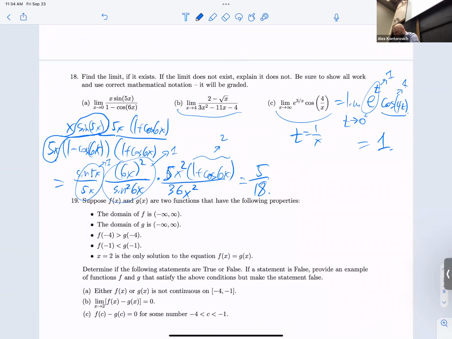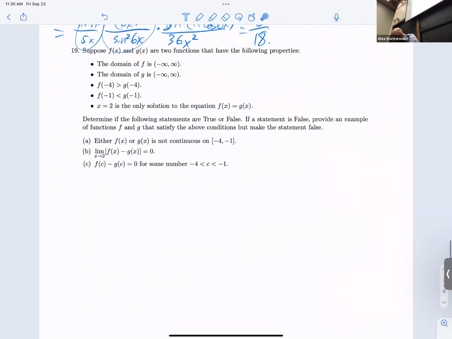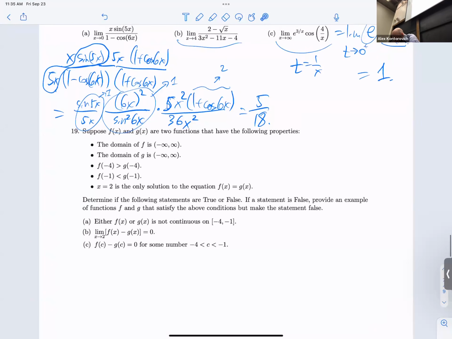Question. Oh, 3t. Thank you. Not t, but 3t. I dropped the 3, but t is going to 0. So 3t still goes to 0. So e to the 0. Okay. Great. Okay. Next.